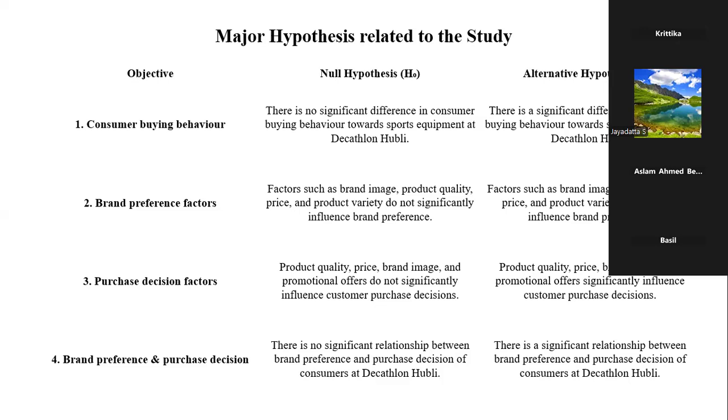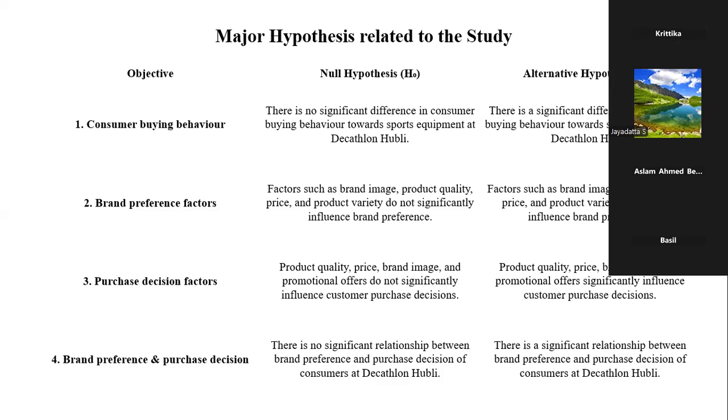Alternate hypothesis says that factors such as brand image, product quality, price, and product variety will significantly influence the brand preference. Purchase decision factors like product quality, price, brand image, and promotional offers do not significantly influence customer purchase decision. On the other side, product quality, price, brand image, and promotional offers significantly influence the customer purchase decisions.